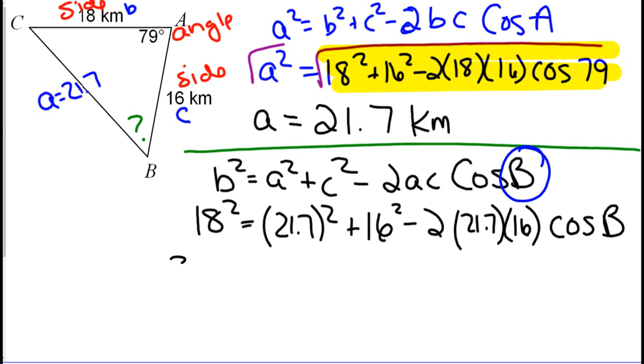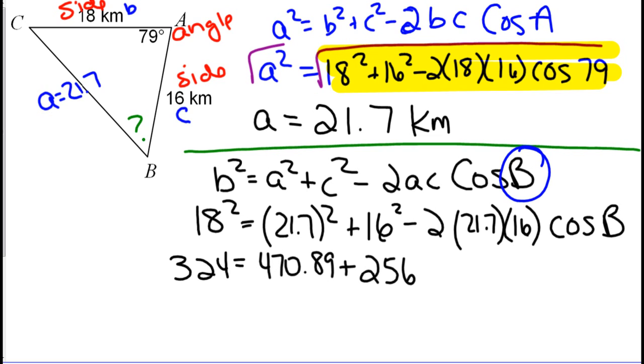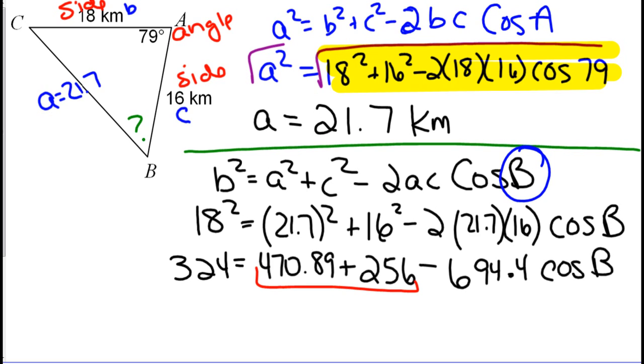And it's okay. As we talked in class, you really want to just take it one step at a time. Your 18 squared is 324. Your 21.7 squared is 470.89. It's totally okay that we're getting these crazy decimals. Your calculator can handle it, I promise you. 16 squared is 256. Minus, when you do 2 times 21.7 times 16, you get 694.4 times the cosine of B. Now remember, we want to combine like terms here, but that negative 694.4 is not allowed to play with anything else because you are multiplying that by the cosine of B.